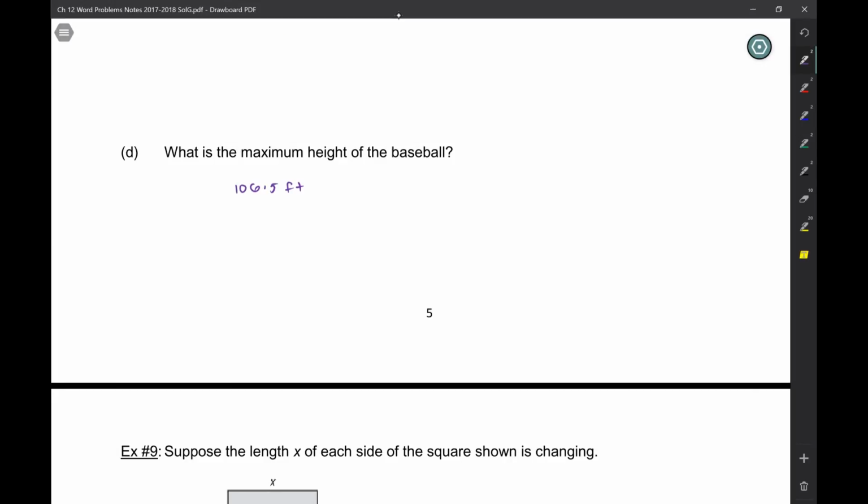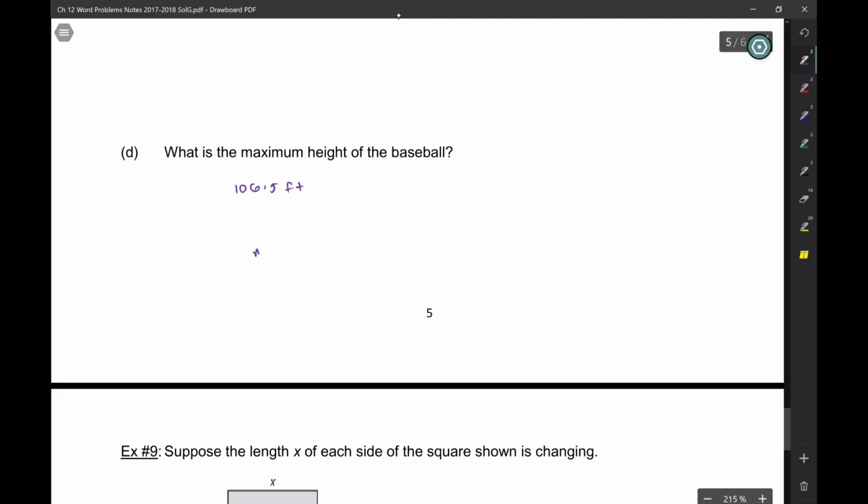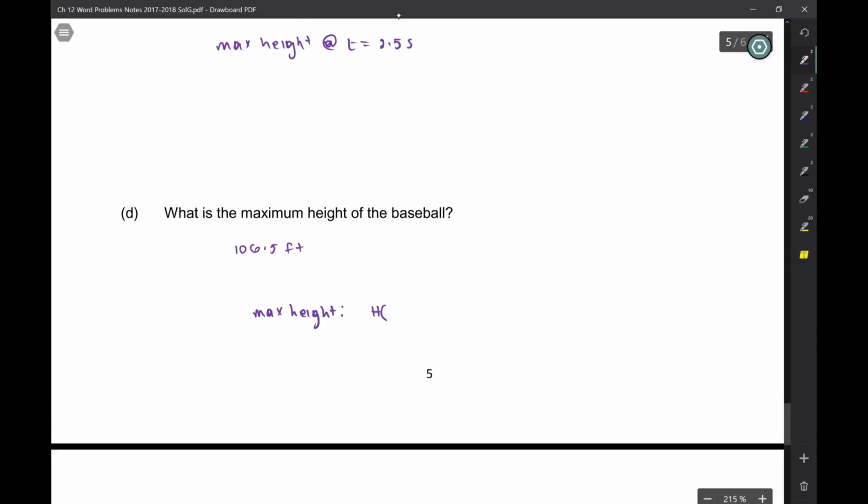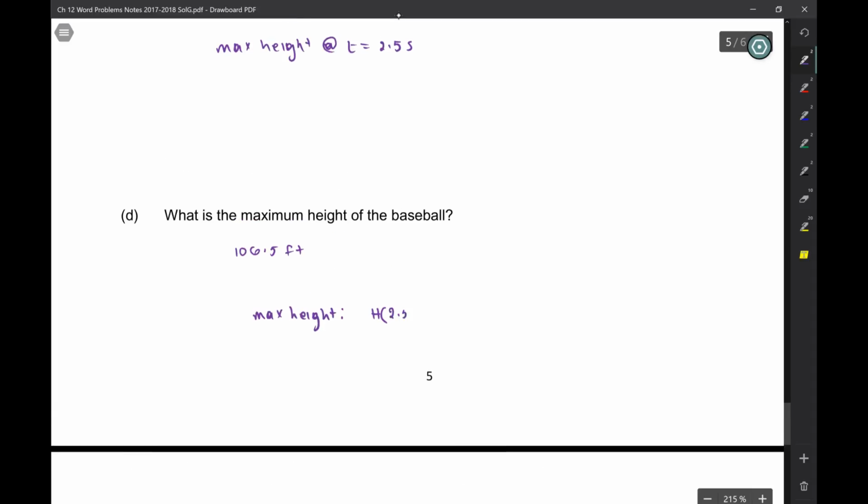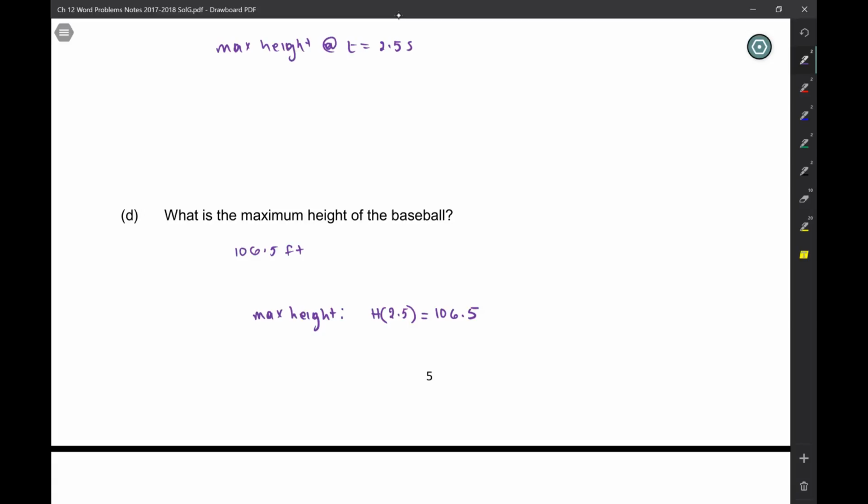Now, we can obviously write this in a sentence: the maximum height of the baseball is blah, blah, blah. Or look at this: with this, we could give all the information. So h of 2.5 is equal to 106.5. Here we've got the x value, the y value, function notation, and all the possible information you could give.